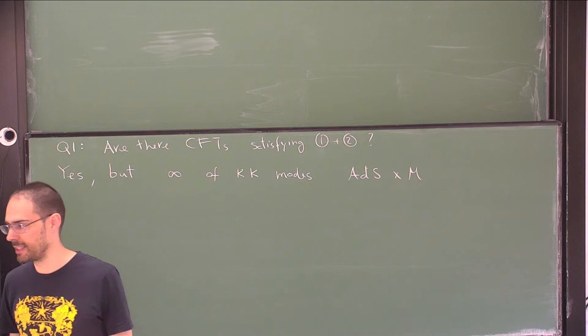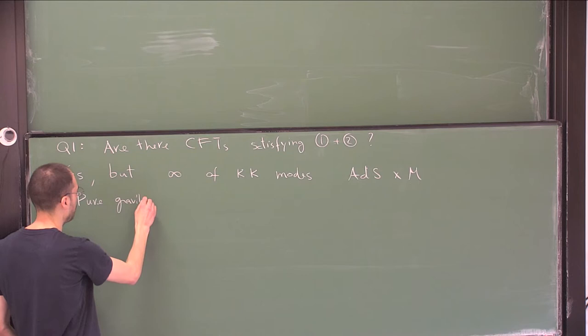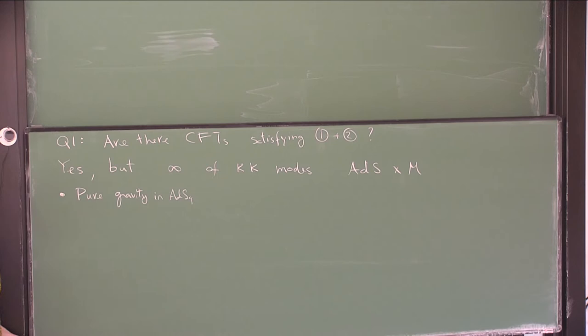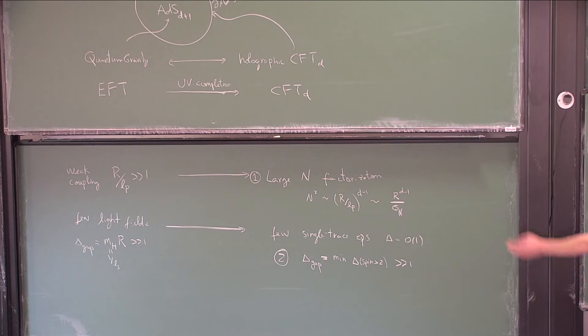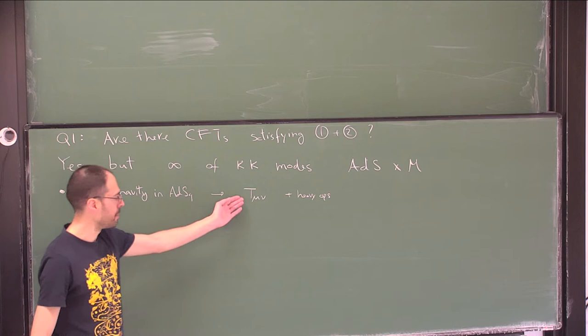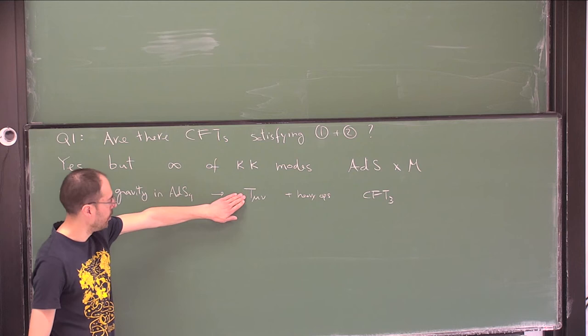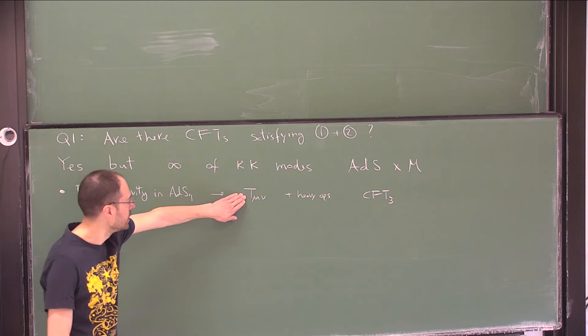Okay, so let me start with the extreme example. Let me start with pure gravity. Suppose you want to ask this question for pure gravity in AdS4. So we live in four dimensions. Can we UV complete pure gravity in AdS4? If you follow this reasoning, there's just T mu nu plus heavy operators, and clearly there's not going to be any weakly coupled theory. You can write a CFT in three dimensions, right? There's a 3D CFT that has only the stress tensor as the light operator, and then it's multi-trace, composite, and it can have heavy stuff.